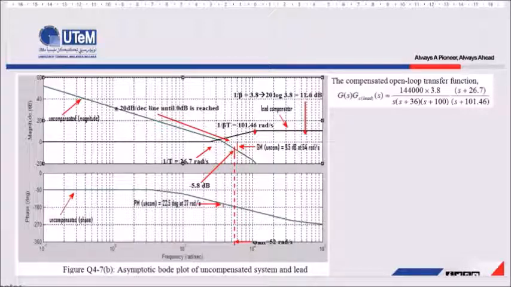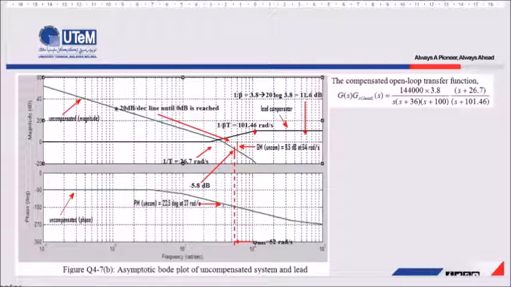The magnitude starts from 0 here till 1 over T, and from calculation we got this 1 over T equal to 26.7 radian per second. So we start from this 26.7 radian per second. This compensator magnitude will increase 20 dB per decade till we get this 1 over beta T, which is at 101.46 radian per second. And after that, this magnitude remains at 0 dB per decade.